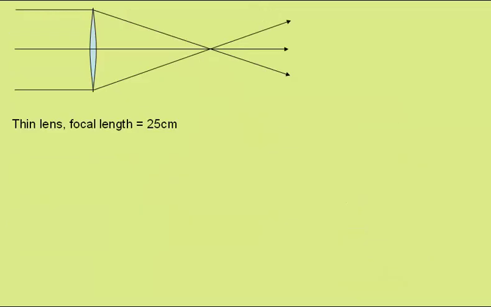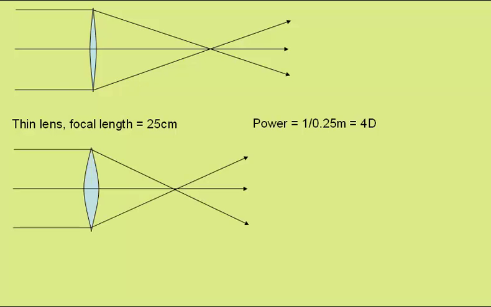Here we have a thin lens with a focal length of 25 centimeters, the focal length being the distance from the centre of the lens to the point at which the rays of light are brought to a focus when the rays are coming in from a distant object, i.e. the rays are parallel. The power of the lens is 1 over the focal length in meters, which is 1 over 0.25 meters, or 4 diopters.